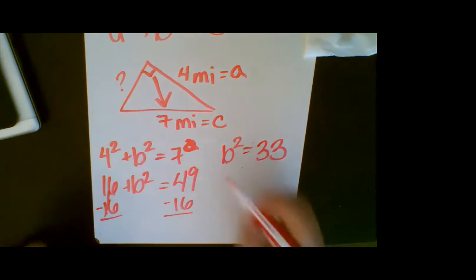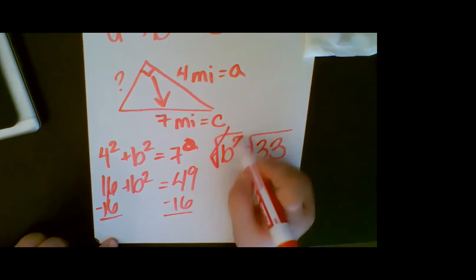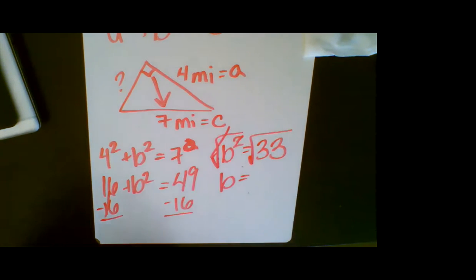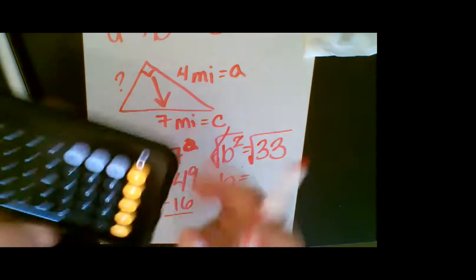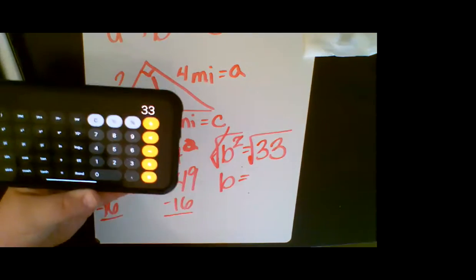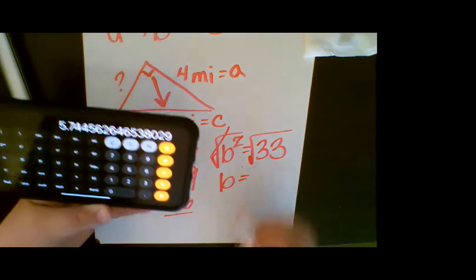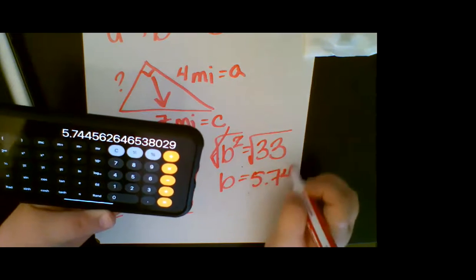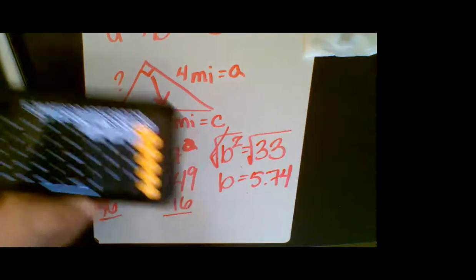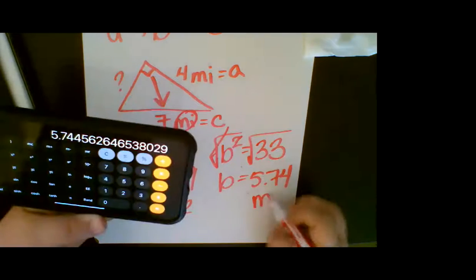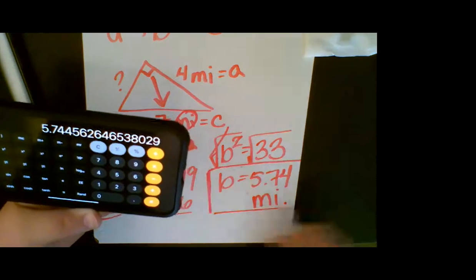And now we're at our last step where we take the square root. That way we just get B. So in our handy dandy calculator, 33 is not a perfect square, so we're going to get a decimal. 33, take the square root, we get 5.74 when we round, okay? Original units were miles, final units have to be miles.